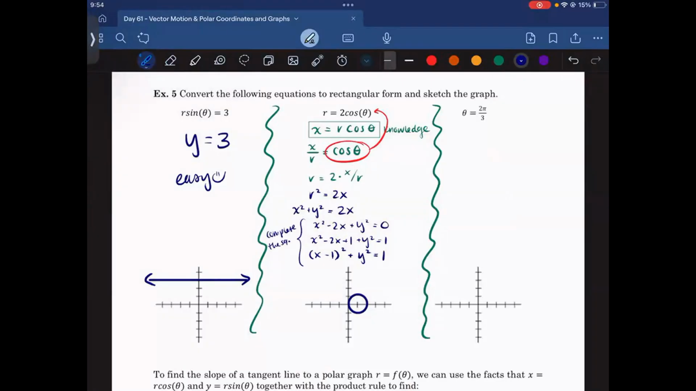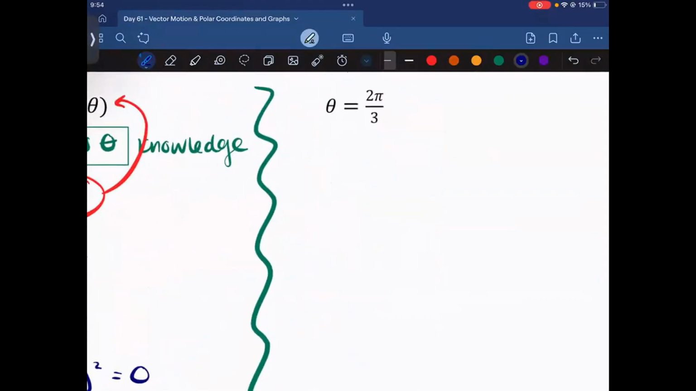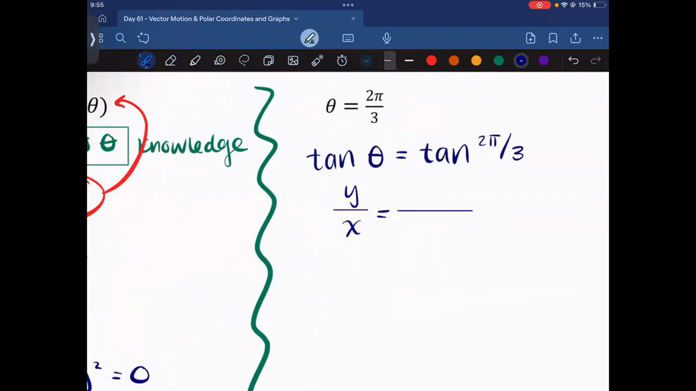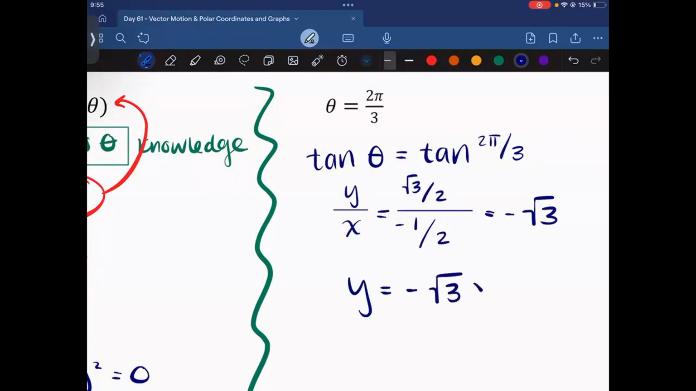Now we have theta equals 2 pi over 3. And we know that we can just take a tangent of both sides, because this will help us find our x and our y value. We know that's y over x. And we know tangent is square root of 3 over 2, and then negative 1 over 2, which equals negative square root of 3. And we will have y equals negative square root of 3 x.